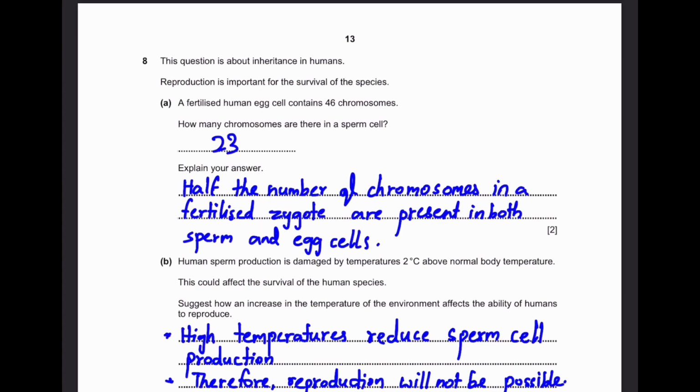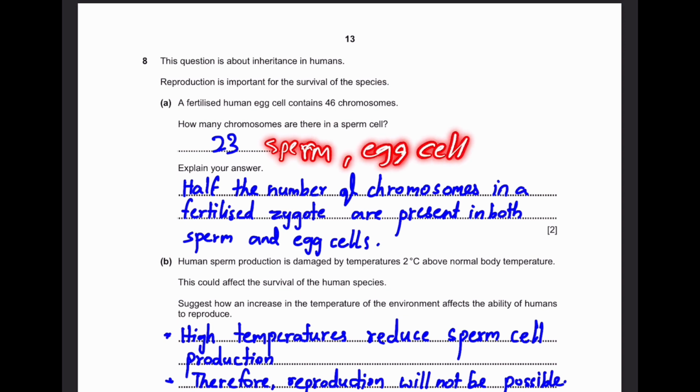This question is about inheritance in humans. Reproduction is important for the survival of the species, which is humans. A fertilized human egg cell contains 46 chromosomes. How many are there in a sperm cell? Explain your answer. A fertilized human egg cell has 46. A fertilized human egg cell consists of 1 sperm cell and 1 egg cell.